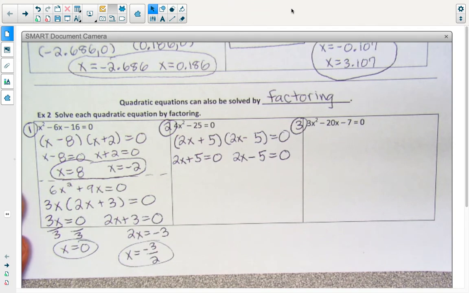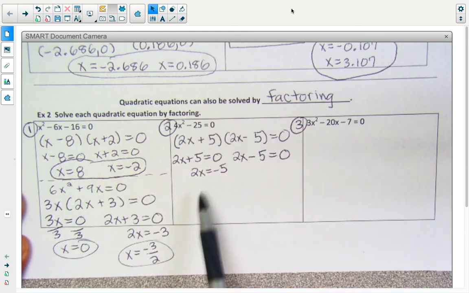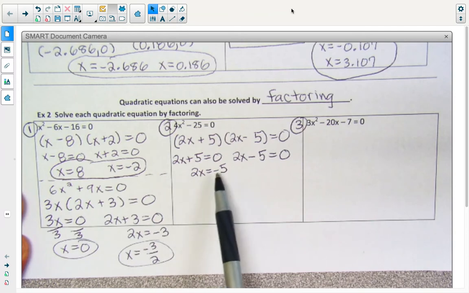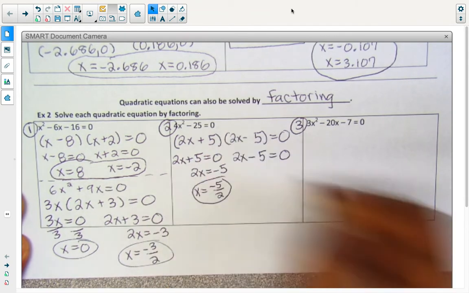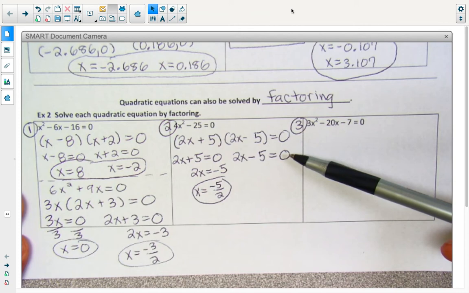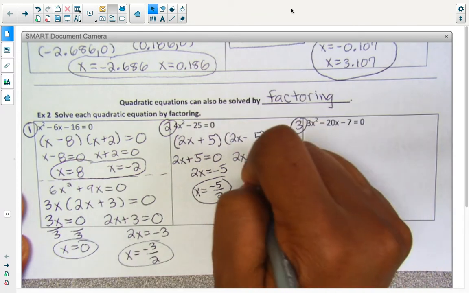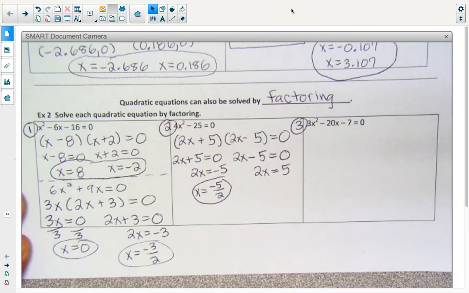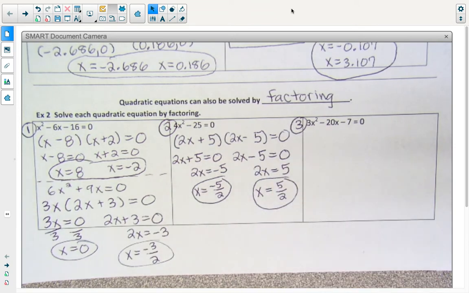Now here we go. We're going to solve the equation. Opposite of plus 5 is to subtract 5 from both sides. Opposite of multiplying by 2 is to divide both sides by 2. So we got negative 5 halves. I'm going to go through and do the same thing over here. So we're solving the equation. We're doing opposite operations. Add 5 to both sides. That's going to give me 2x equals 5. The opposite of multiplying by 2 is to divide by 2. So x equals 5 halves. So those are my answers, negative 5 halves and positive 5 halves.